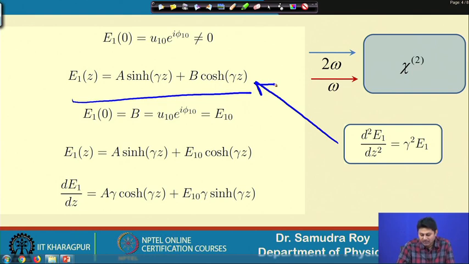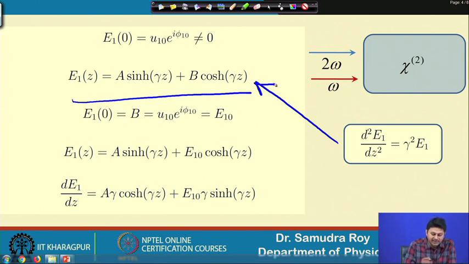So, d²E1/dz² is equal to γ² E1, this is our differential equation, and we have a general solution A sinh(γz) + B cosh(γz). Once we have this general solution, next we put the boundary condition.